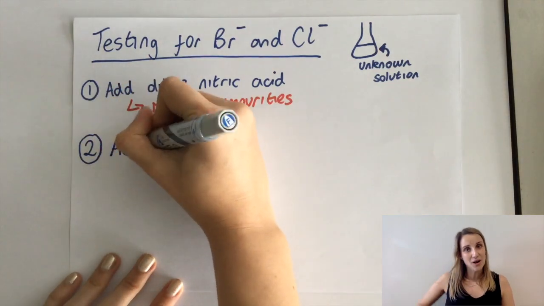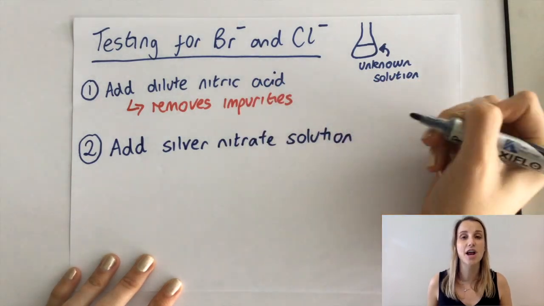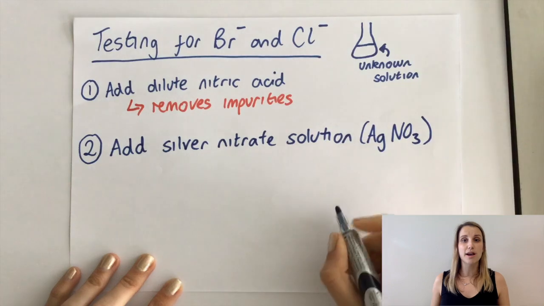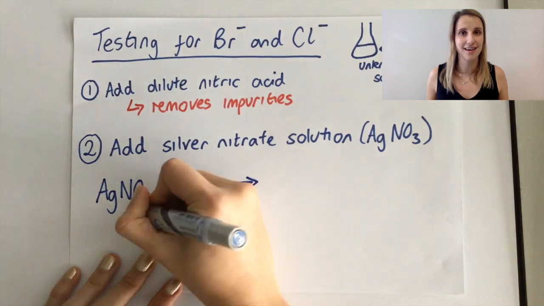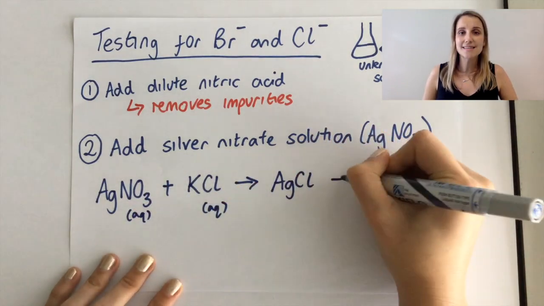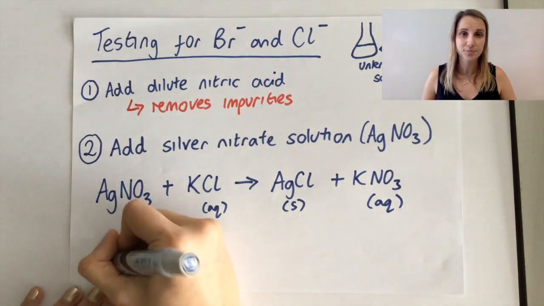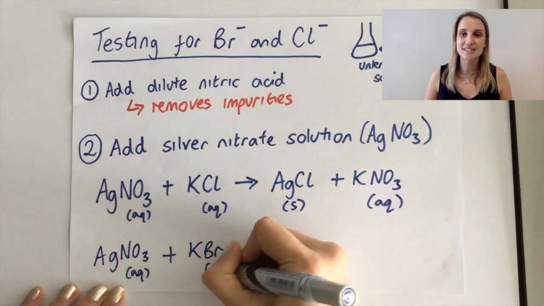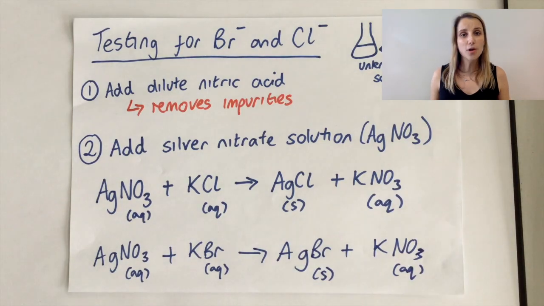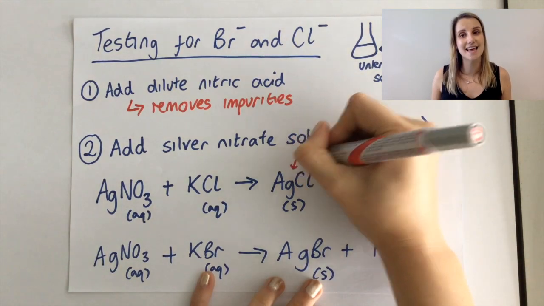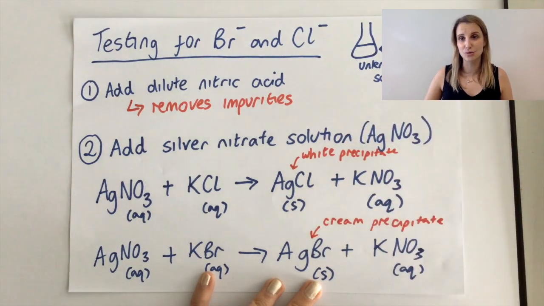So the second step of the reaction is that you add silver nitrate solution, which is AgNO3. And that reacts with my chloride ions, which might be in the form of KCl, it could be NaCl, anything bonded with a chloride. And it makes AgCl and KNO3 in a displacement reaction. Now the thing that causes your white precipitate is always your silver chloride solution. The bromide one works in almost exactly the same way, apart from your cream precipitate is coming from the silver bromide solution.